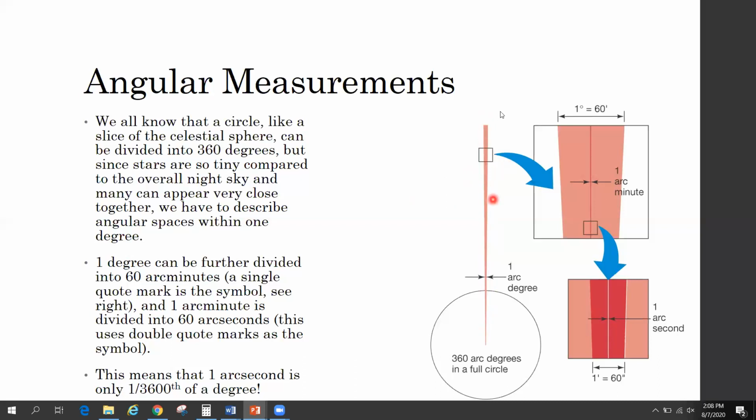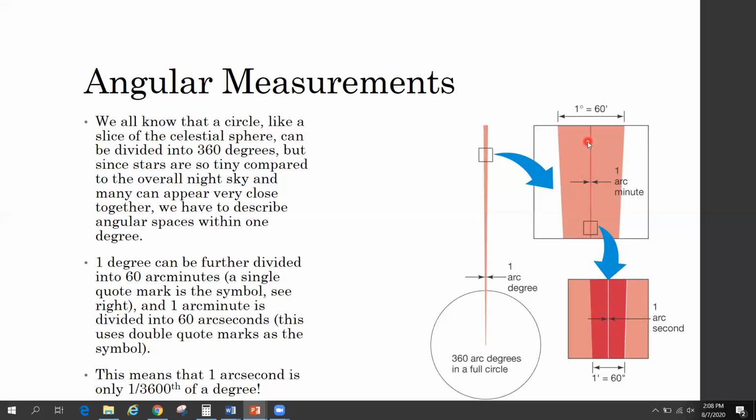Again, this little sliver is 1 arc degree, or just 1 degree, as we would normally say. But if we take a zoomed in look at it and divide it into 60 individual slivers, one of those would be an arc minute. Or sometimes you hear people say minute of arc. It's a fairly common saying. It shows that a single quotation mark is the symbol for minutes of arc. So right here, when it says 60 with that little apostrophe or quotation mark, you should read that as 1 arc minute, or 1 minute of arc.